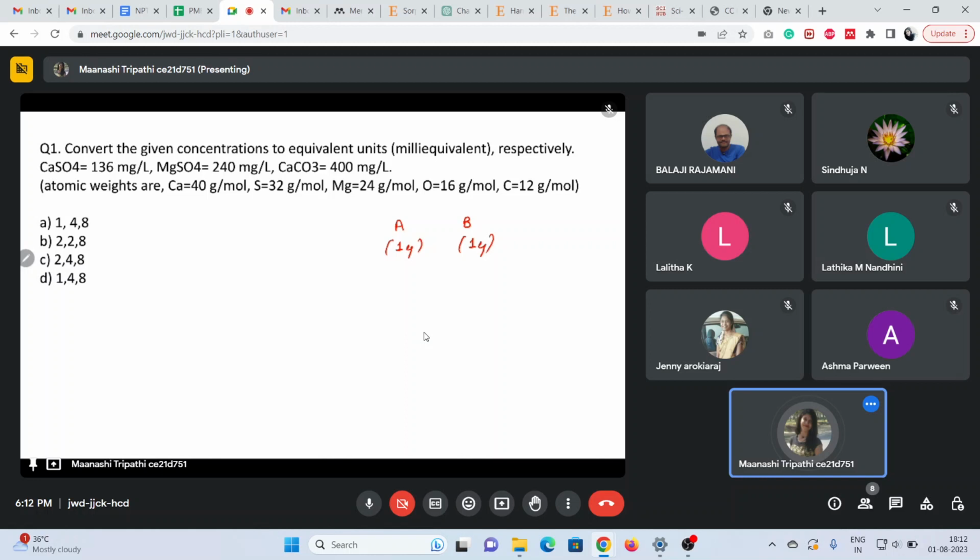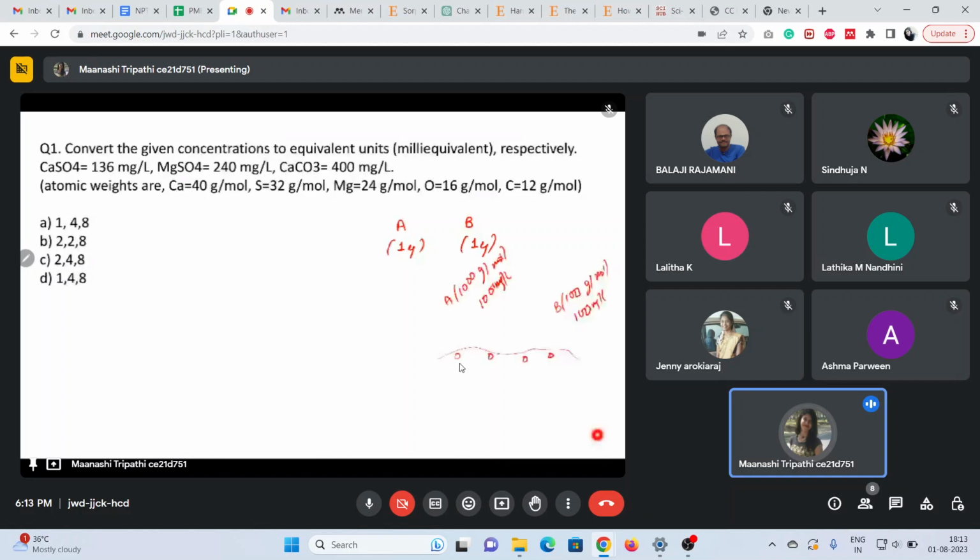So if we want to compare which is getting absorbed more and which is not getting absorbed properly, we need to understand that we cannot just put A 100 milligrams per liter and B 100 milligrams per liter. That won't make any sense. So if we want to compare which is getting absorbed more and which is getting less absorbed, we should compare them on a common ground. That common ground is equivalent weight.